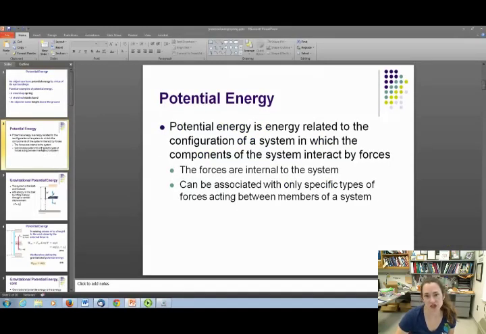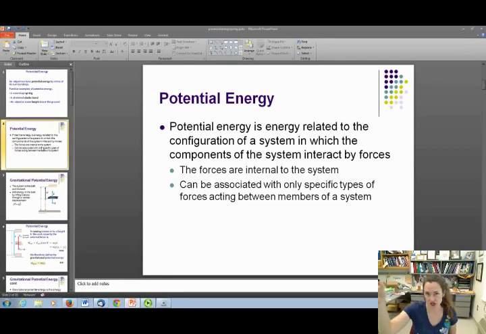You can think of potential energy as the energy related to the configuration of the system, and the system is interacting with one another via forces that are internal to the system. I like to think of potential energy as stored energy, and the energy is stored in the arrangement of the system. So for example, for the stretched elastic band, it's stored in the bonds between the atoms, and when you stretch them, the bonds want to return. But they can't until you let go. So that energy is stored and it's just waiting.